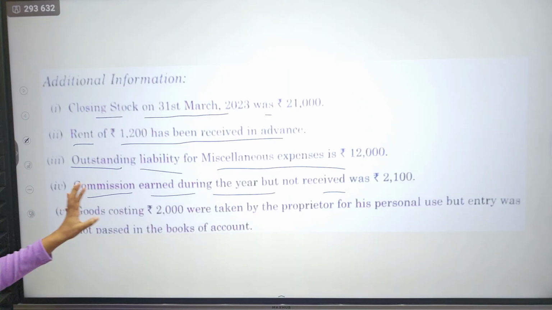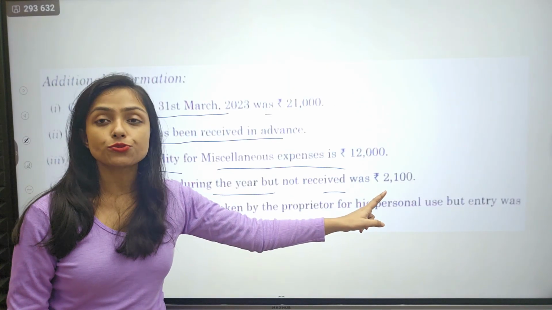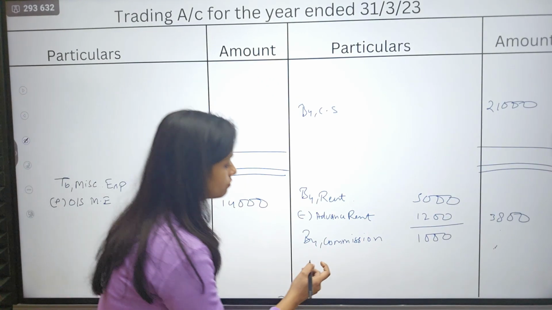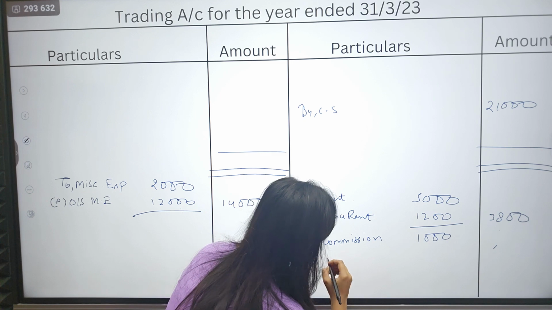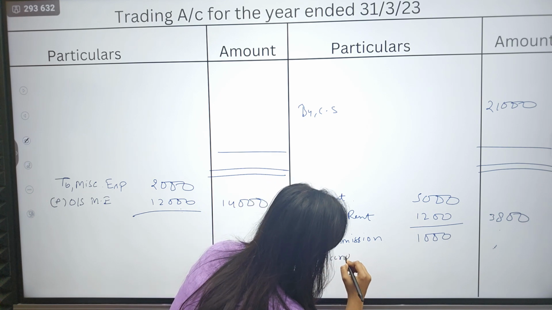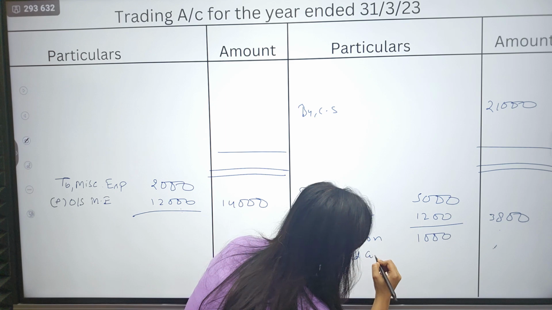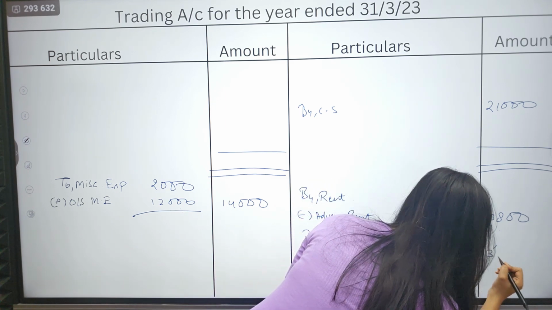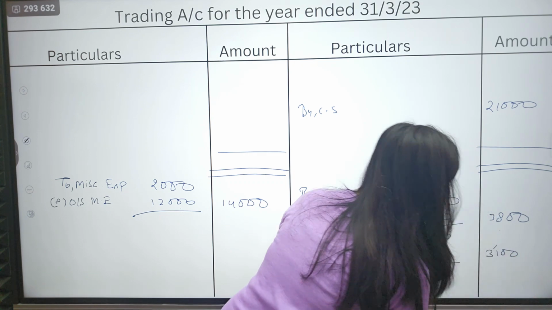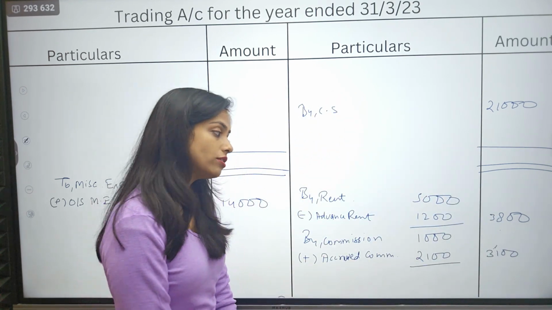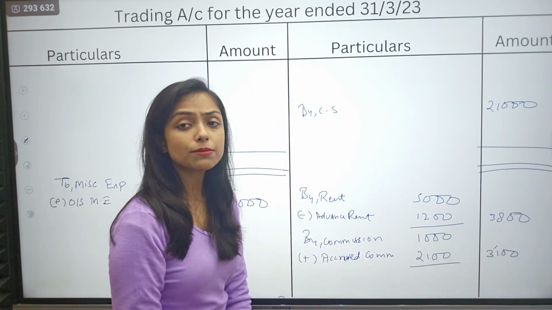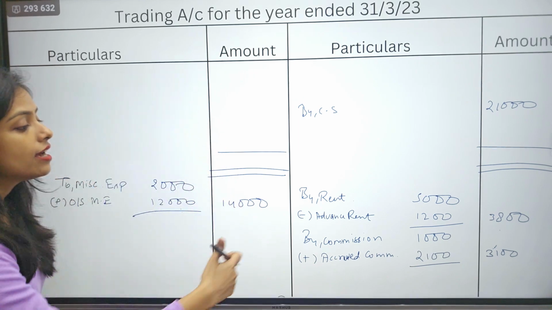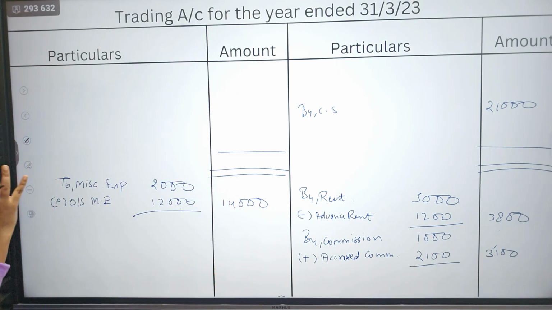Now it is telling me the commission earned during the year was 2,100, but I did not receive it. So what am I going to do? It is telling me that I should have received this amount also. Accrued commission of 2,100 rupees also I should have received. That means a total of 3,100 rupees I should have received, but I did not. So according to the accrual concept, I will write 3,100 rupees in the outer column as my final income.